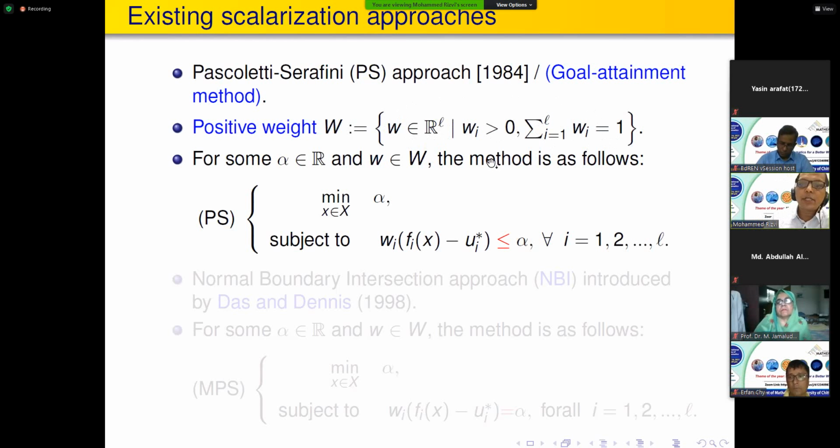There are some criteria to generate these grid points. It's not like you choose some arbitrary W and put them into the algorithms. You have criteria to set these parameters and provide them to the algorithms, and then you solve these auxiliary problems. This is a very famous existing scalarization approach, introduced in 1984 by Pascoletti and Serafini, and it is also called the goal attainment method.